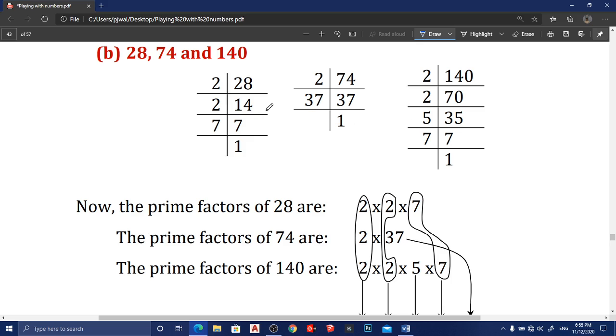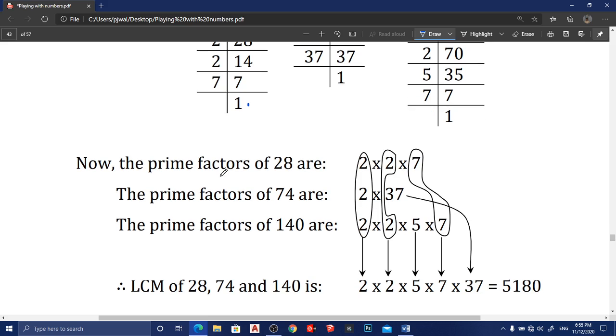Take individual factors. So 2 14s, 2 7s, 7 1s are 7. Here it can be divided by 2 how many times? 37 times. And there are no other factors for 37 except 37 and 1. So 37 1s are 37 and leave it. Next, 2 70s, 2 35s, 5 7s, 7 1s. Take them as a list here.